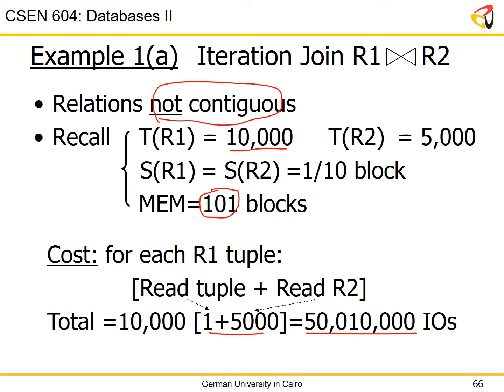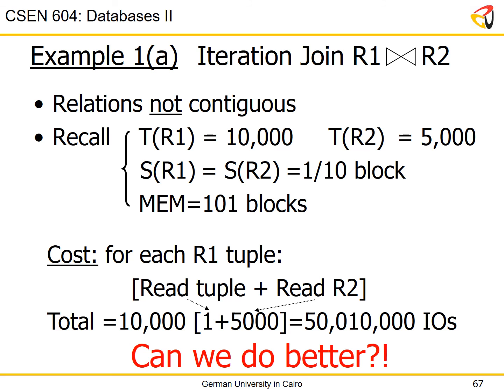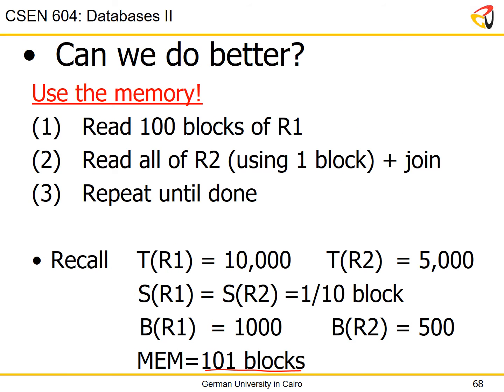Okay? What we're missing here, as I mentioned, we're not using the blocks. If we just use some of these guys, these 101 blocks, we will drop this number significantly. Okay? So, let's see how we do better. We're going to use the memory. This is what I'm going to do. I'm going to read 100 blocks of R1 and keep it there. And by the way, this is a little bit naive, but just to show the point. I have 101 memory blocks.